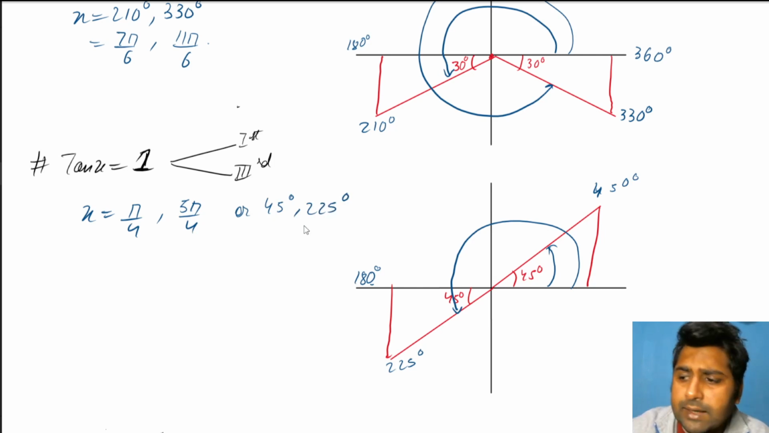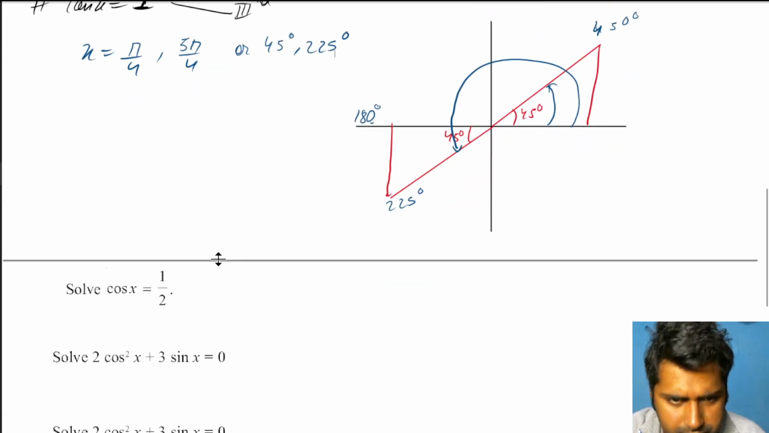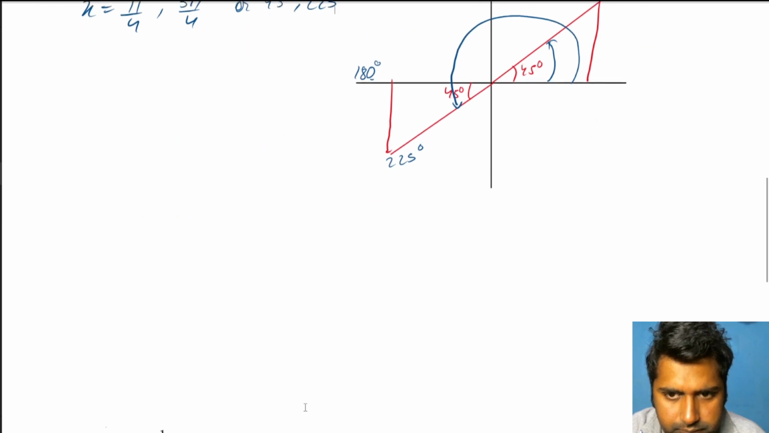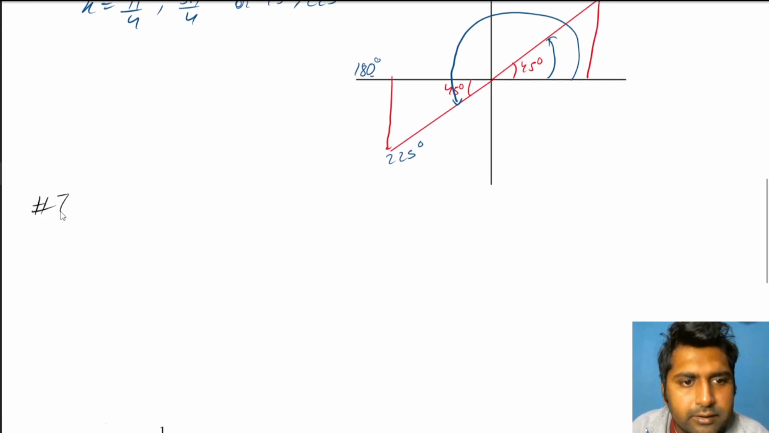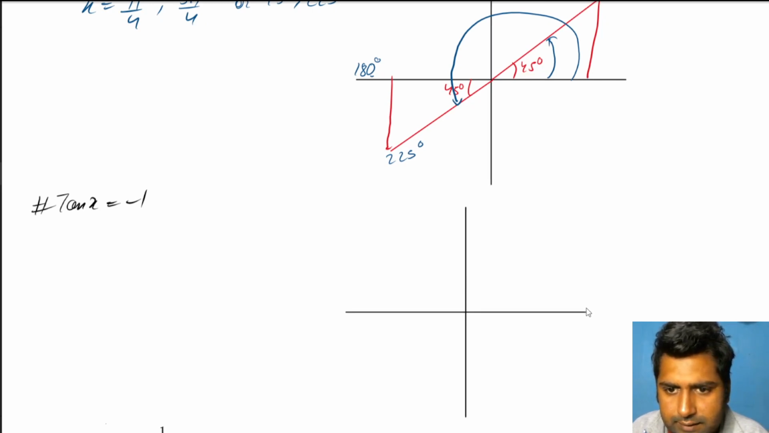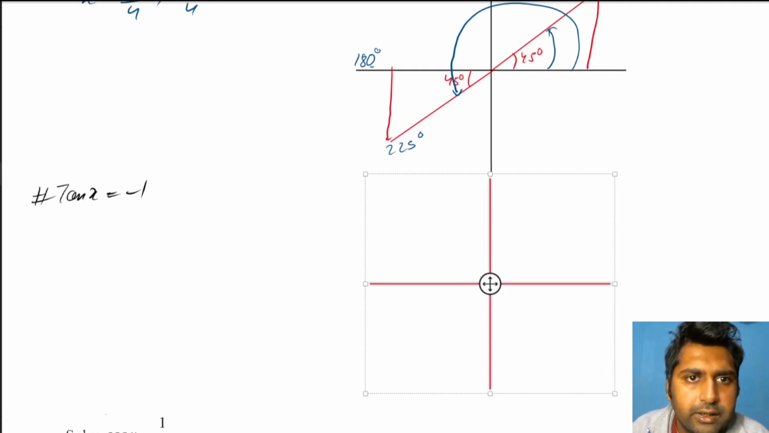Same thing you can do with negative also. Whenever you are dealing with negative, forget about the negative. That's the key idea. Suppose you are dealing with tan x is equal to minus 1. So for that also what you can do is construct x-axis, y-axis. Make the basic triangle of 45 degree.